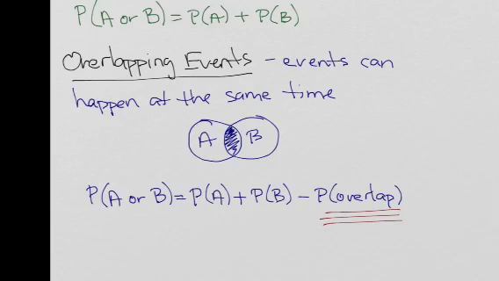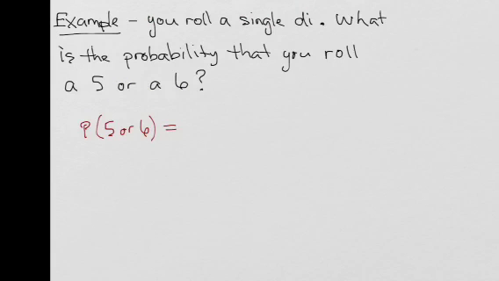So let's do an example of each kind. First off, the simpler one. You roll a single die, numbers 1 through 6. What is the probability that you roll a 5 or a 6? So we're going to find the probability of getting a 5 or a 6. What we're going to first do is find the probability of getting a 5, and then add to it the probability of getting a 6.